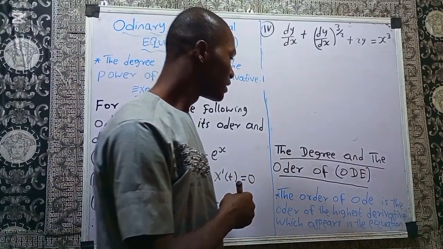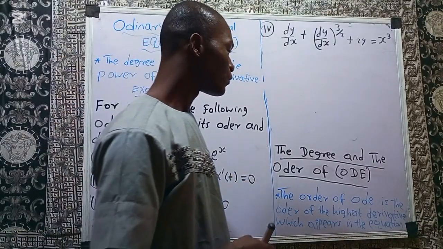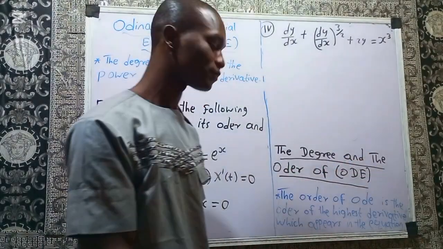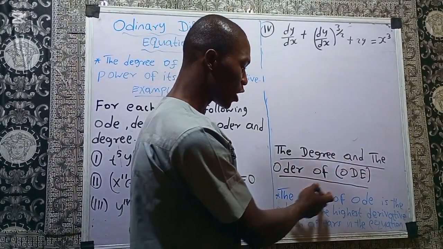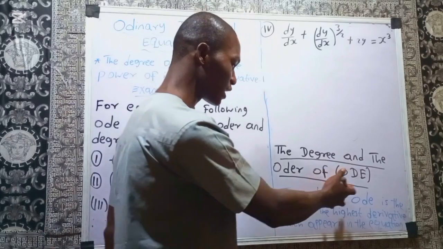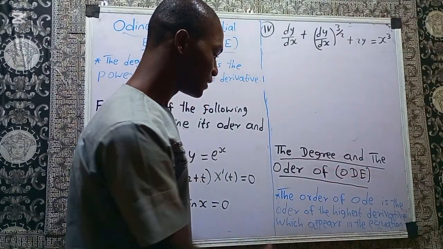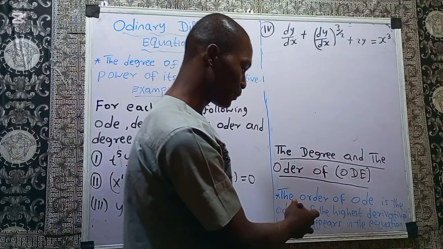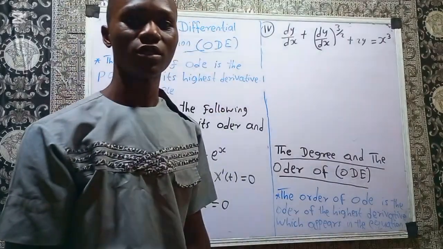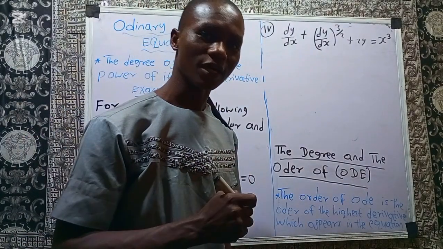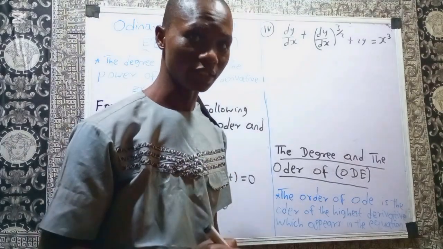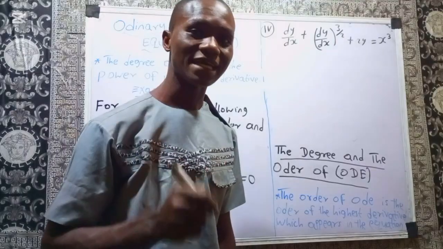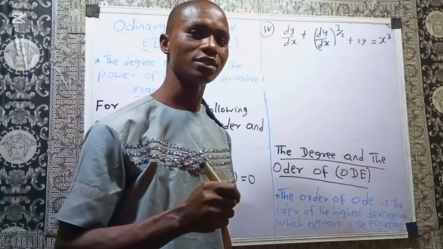Now we want to look at the degree and the order of the ODE, that's ordinary differential equation. The order of an ordinary differential equation is the order of the highest derivative which appears in the equation. So for you to know the order of a given ODE, you need to consider the order of the what? The highest derivative appearing in the equation.